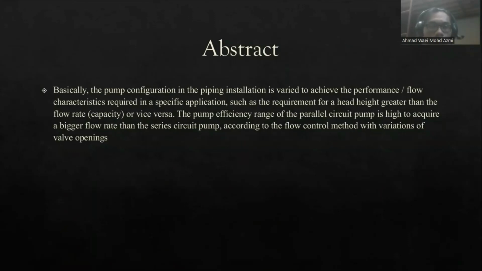So the abstract, basically the pump configuration in the piping installation is varied to achieve the performance of flow characteristics required in a specific application, such as the requirement for a head greater than the flow rate, which is capacity, or vice versa. The pump efficiency range of the parallel circuit pump is high to acquire a bigger flow rate than the series circuit pump. So according to the flow control method, the variation of path is open.